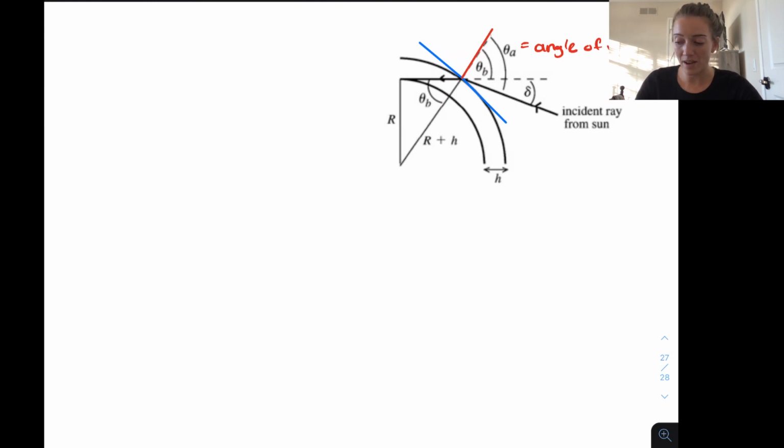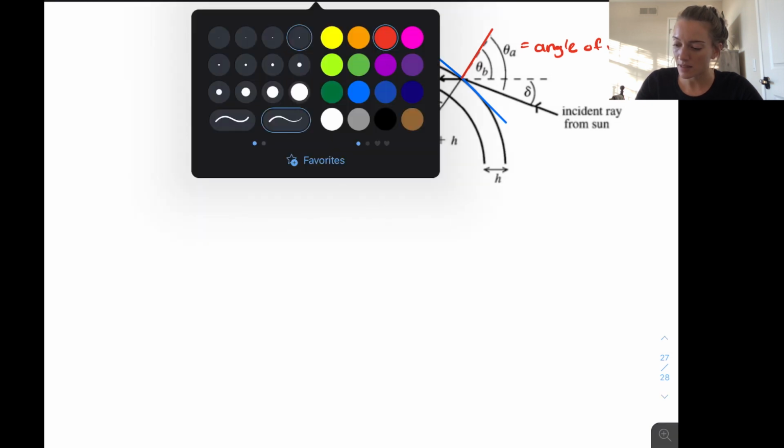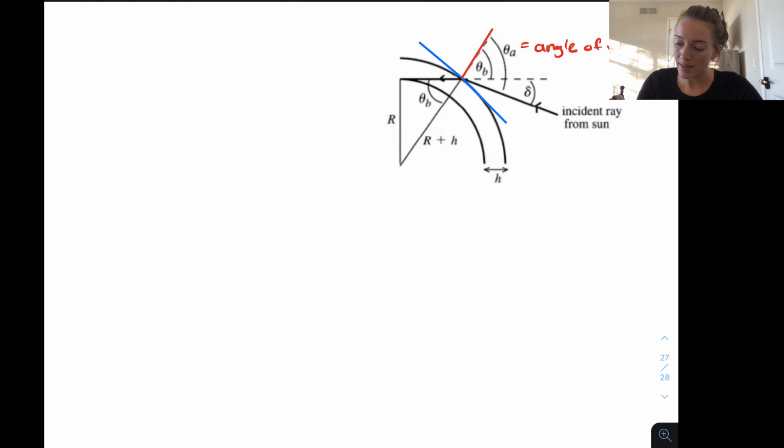Okay, so now that we have that all set up, we also know here that our angle delta is going to be this full angle, the angle of incidence theta A, minus this angle theta B, right? That will give us delta left. So delta is theta A minus theta B.